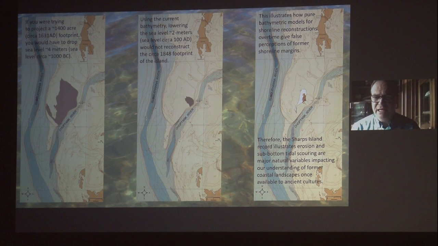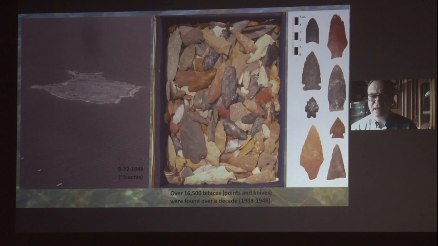We got great maps. And this illustrates how pure bathymetric models for shoreline reconstructions give us false perceptions of shoreline margins. And therefore, what I'm trying to show here is that erosion has played a major role in our understanding of the Chesapeake and the landscapes that were available to people. And there were probably a lot more landscapes available to people not that long ago. And all of that sediment from this 1,400-acre island is now at the bottom of the channels.